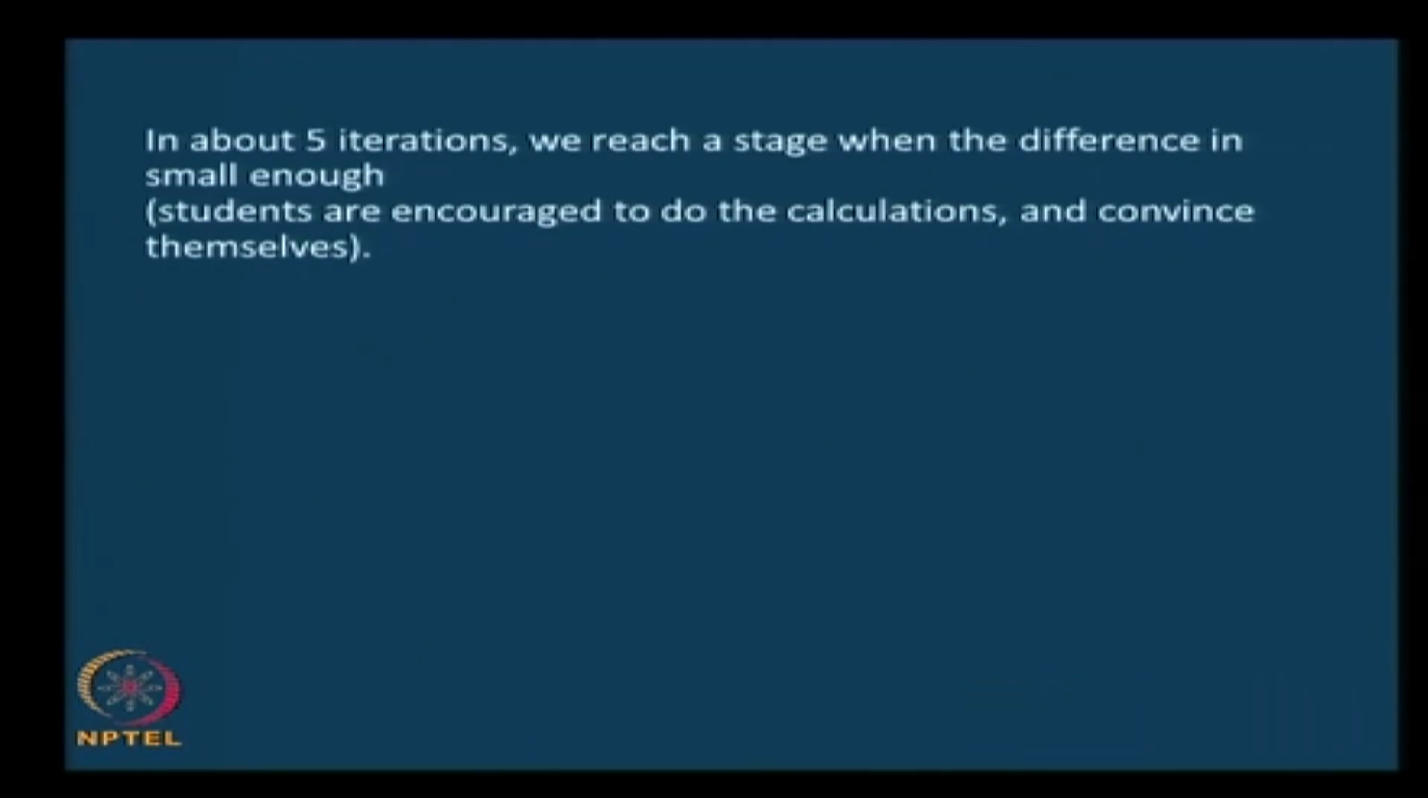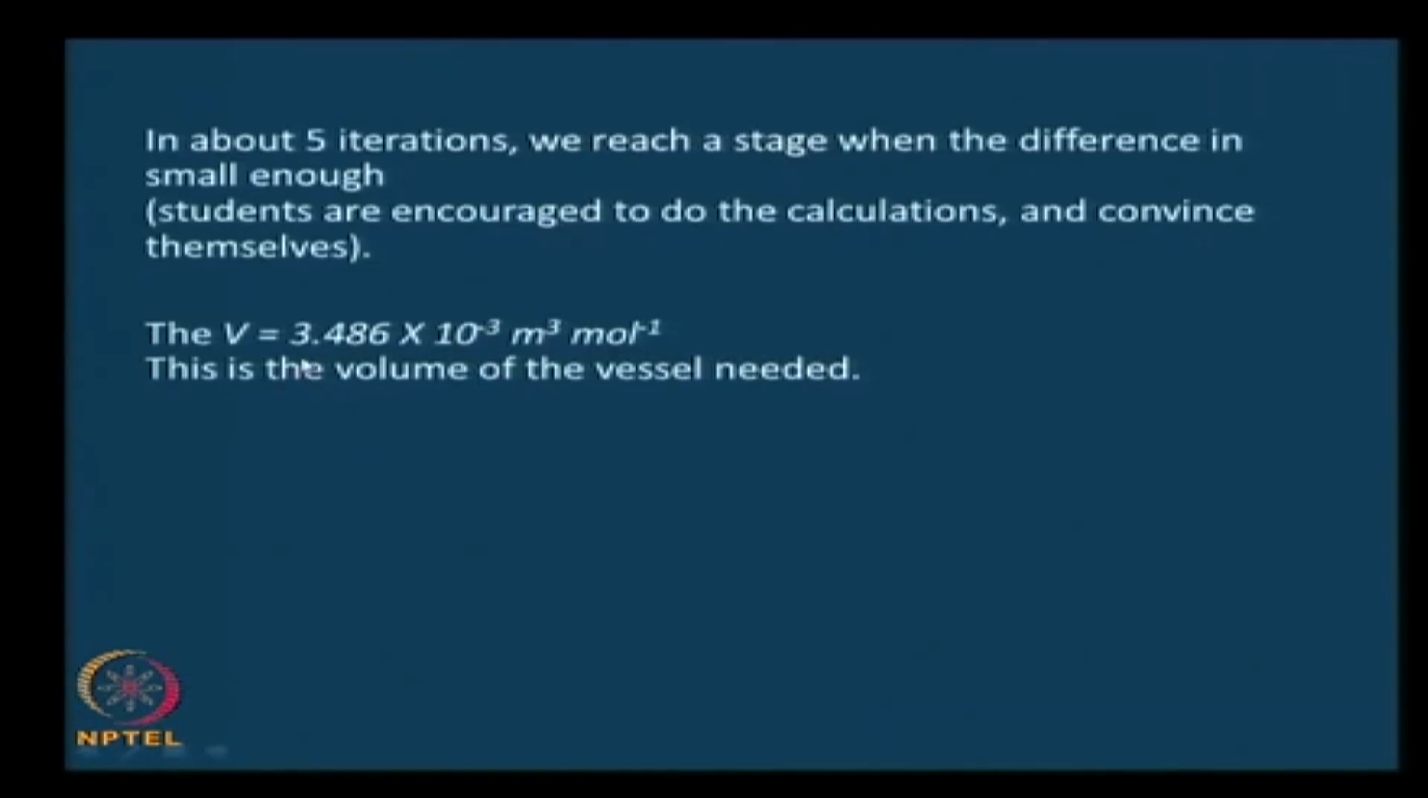Okay, you would have had enough time to do the calculations, see whether you got this value at the end of about 5 iterations, 3.486 into 10 power minus 3 meter cubed per mole. This is when the right hand side value is different from the left hand side value or the guessed value only by an acceptably small amount, and thus we have reached the volume of the vessel that was needed, which is actually what we started out looking for in the exercise.